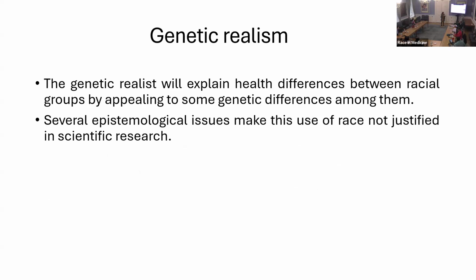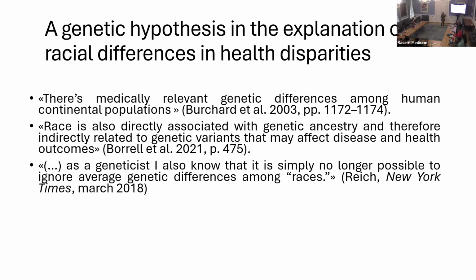The genetic realist will explain health differences between racial groups by appealing to some genetic differences among them. But several epistemological issues make this use of race not justified in scientific research. Here I reported some claims by some famous geneticists who use race in their everyday research within the genetic hypothesis in the explanation of racial differences in health disparities. We have Burchard and colleagues: there are medically relevant genetic differences among human continental populations.